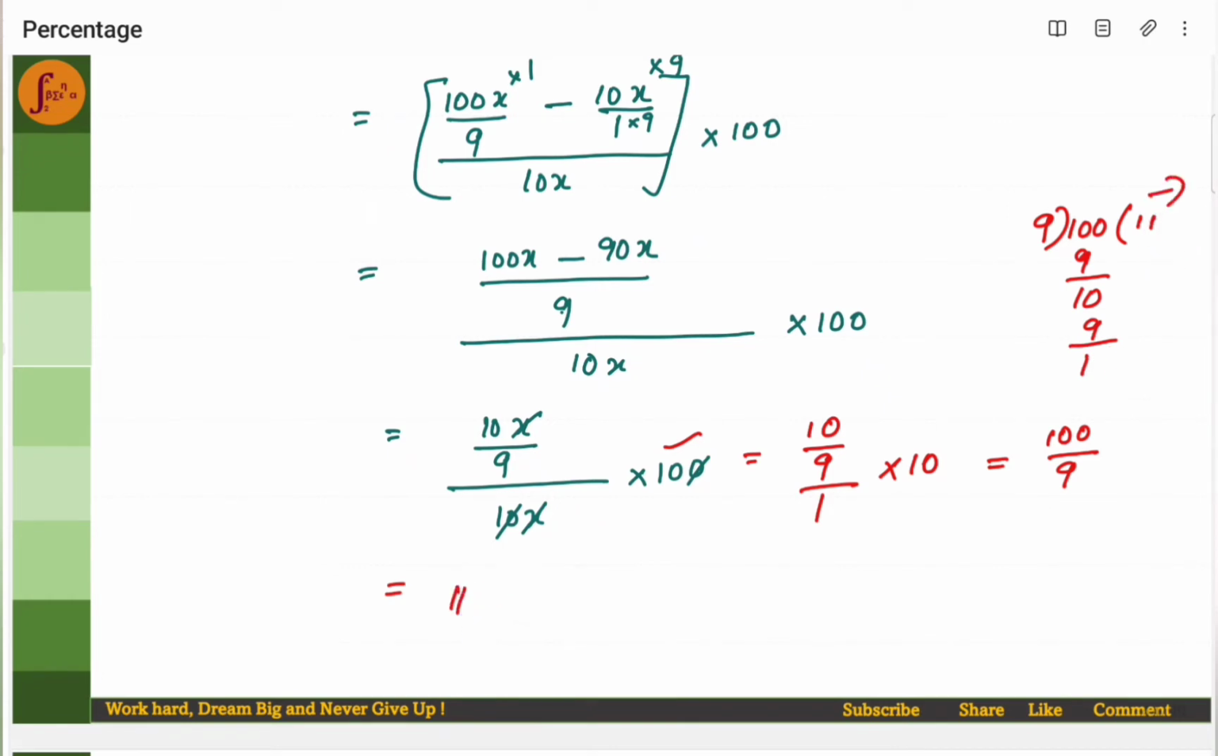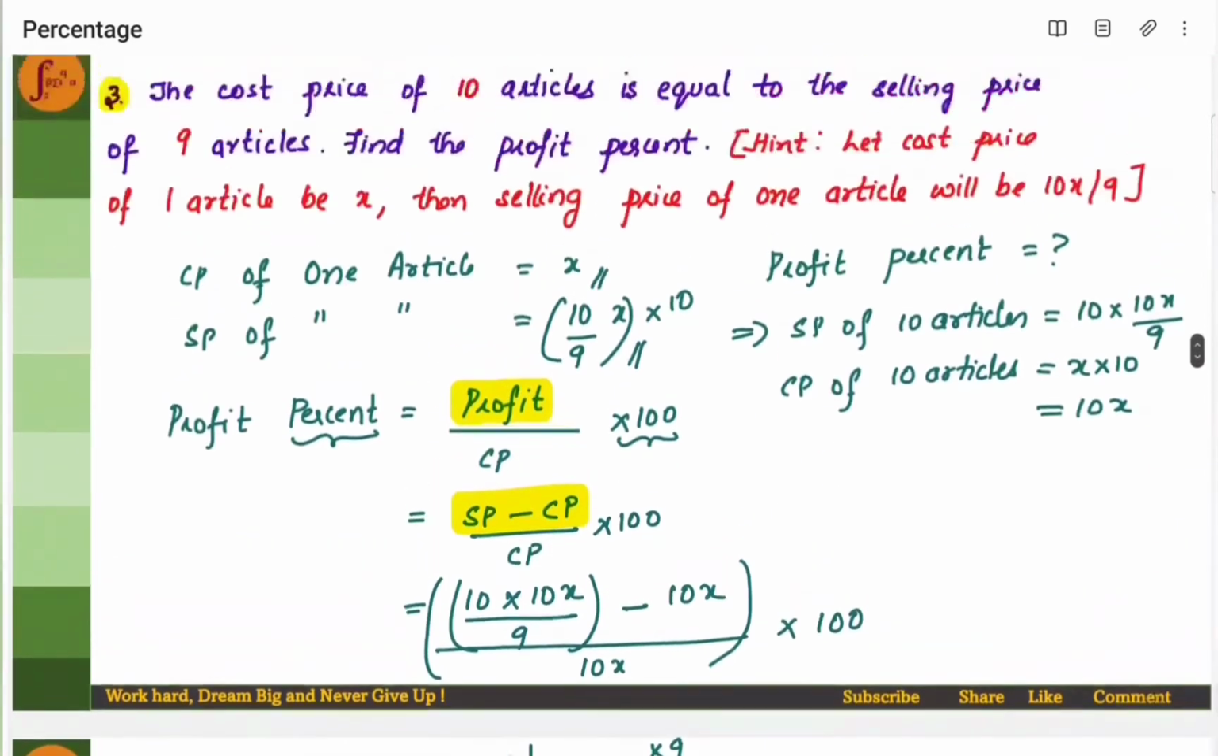I'll take the quotient 11, remainder 1 and the divisor, which is 9. So it is 11, 1 by 9. 11, 1 by 9 percent. Right? We need to find the profit percent. So profit percent is 11, 1 by 9 percent. We can also put this in decimal, right? What will be the decimal? If I put a decimal point and 0 here, it becomes 10, 9, 1. Again I put 0, again 1. So it's going to be 11.11 percent if I write it in decimal. So I hope this problem is clear, right?